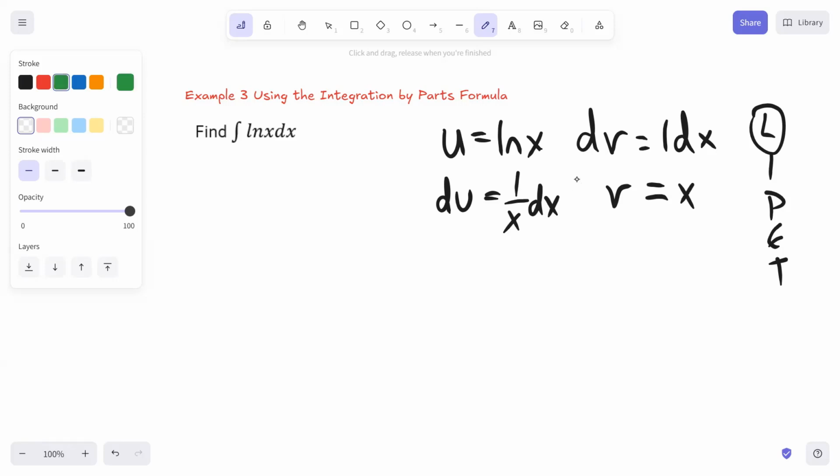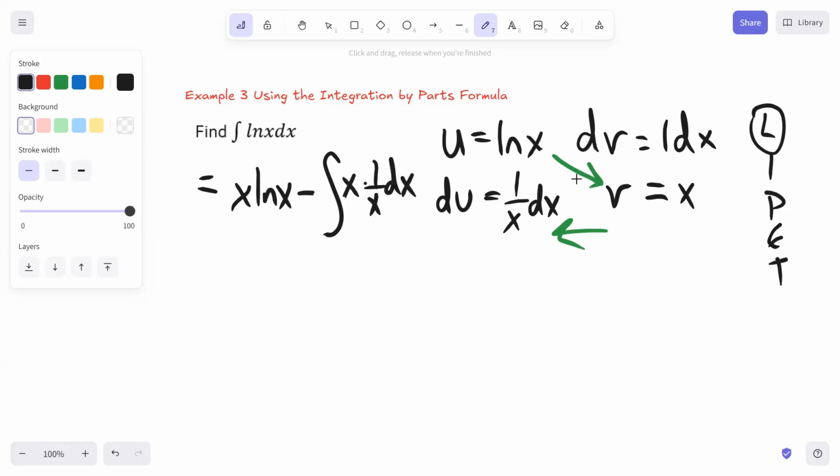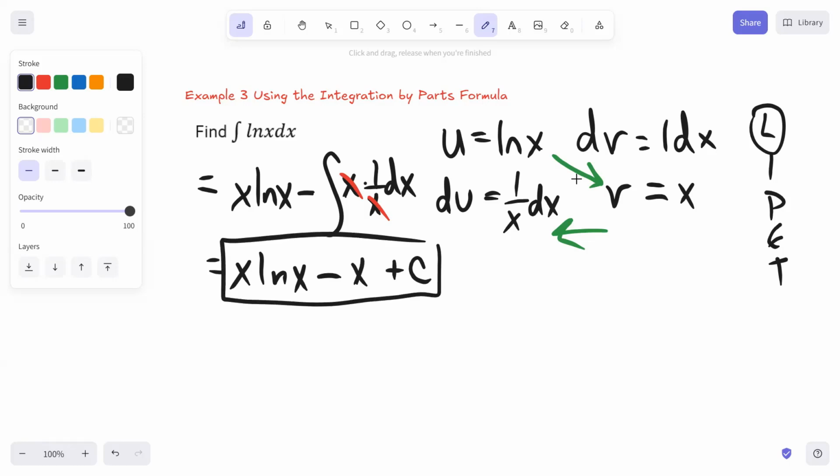So when I do my integration by parts, it's uv minus the integral of v du. So I would have x natural log x minus the integral of v times 1 over x dx. Now notice the x's here would cancel, and you would just end up with the integral of 1. So it's x natural log x minus the antiderivative of just 1, which is x. Don't forget your plus c. And there we have it.